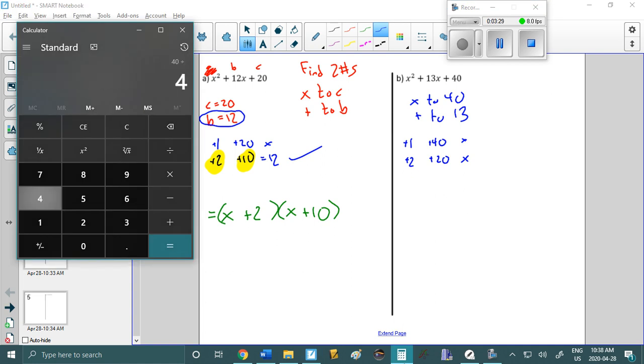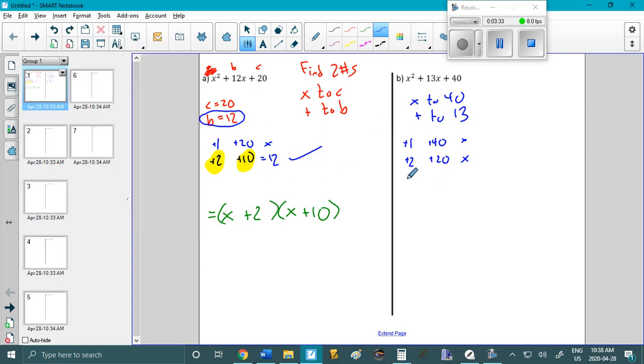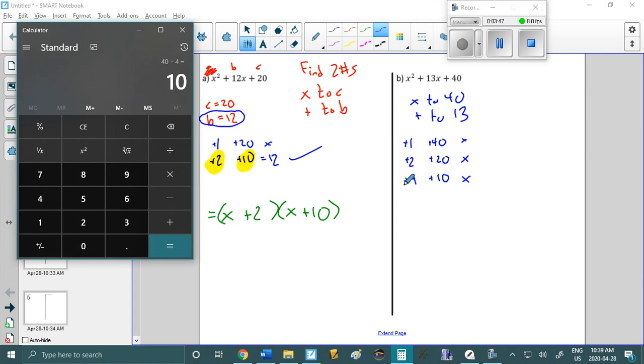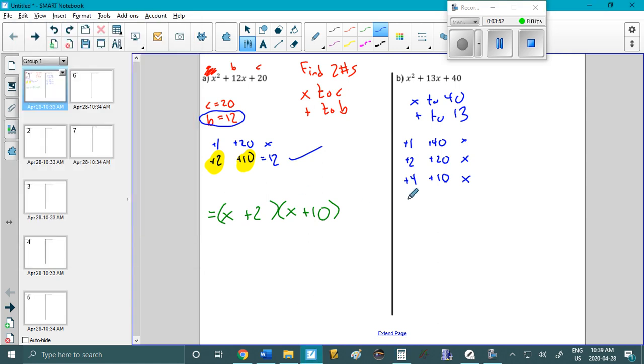40 divided by 4 is 10, and you don't have to write these down. I'm only doing this for instruction purposes. Basically, you just need to write down the right ones. But if this process helps, then that's great. 4 plus 10 is 14, so close. Usually when we get really close, it means we're almost there. So 40 divided by 5 is 8, plus 5 plus 8. 5 plus 8 is 13, so those are our numbers.